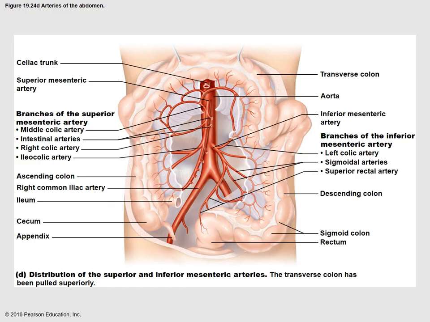This is showing the superior and inferior mesenteric arteries. They're helping to supply the intestines, both the large and small intestines, basically also within that whole abdominal pelvic trunk area as it continues down.